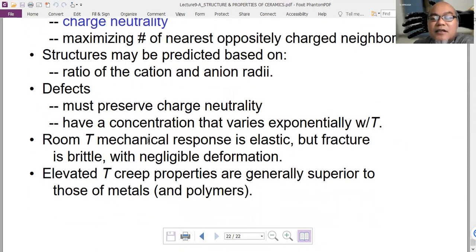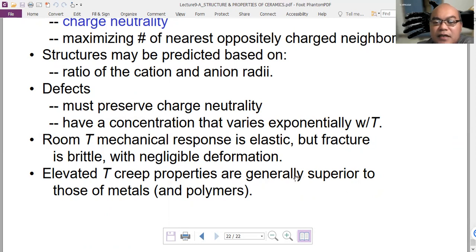At room temperature, the mechanical response is elastic, but fracture is brittle, with negligible deformation. The deformation is very small. For example, in silicon-based strain gauges, polycrystalline or single crystalline, we can measure a very small dynamic range of the strain because they hardly deform.